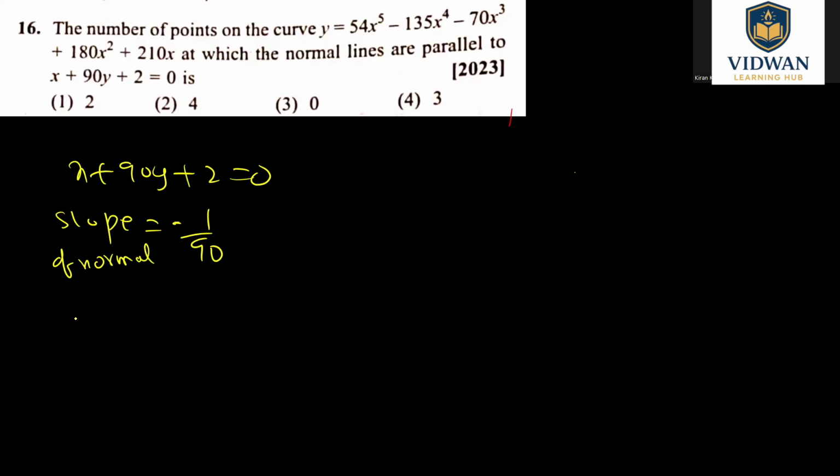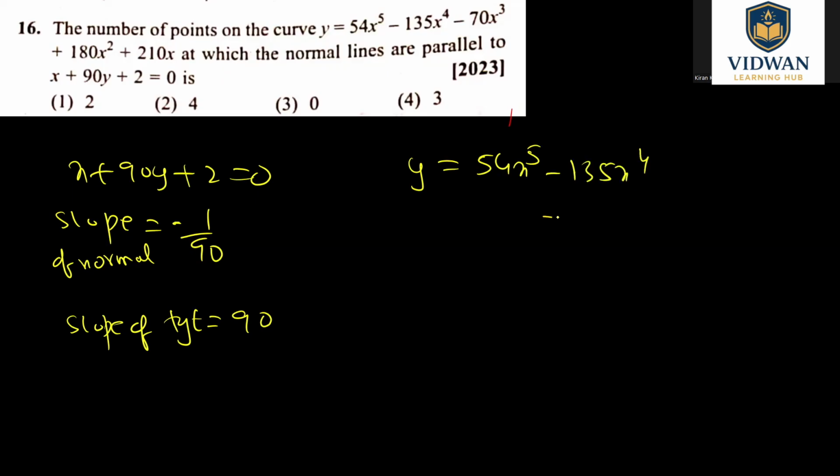And therefore, what should be the slope of the tangent? If this is the slope of the normal, the slope of the tangent has to be 90, because you know that for tangent and normal, the product of slopes is minus 1. That means for the given curve, the derivative should be equal to the tangent slope. So differentiate this curve and equate the slope with 90.